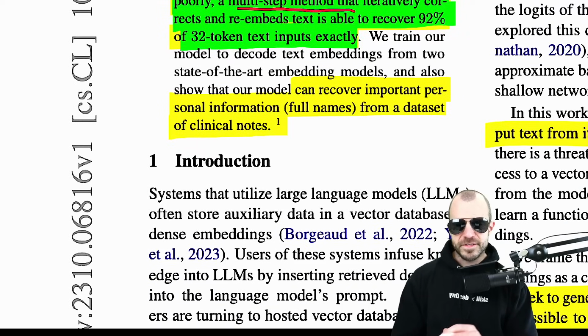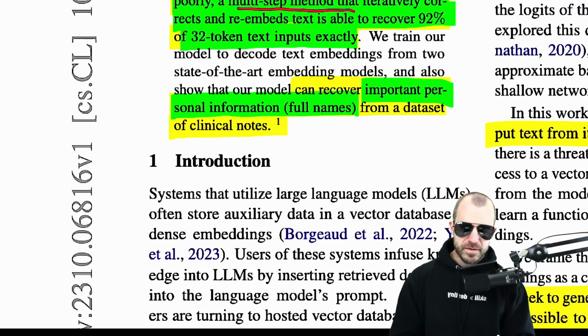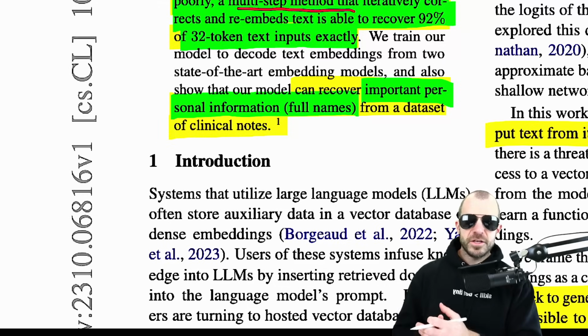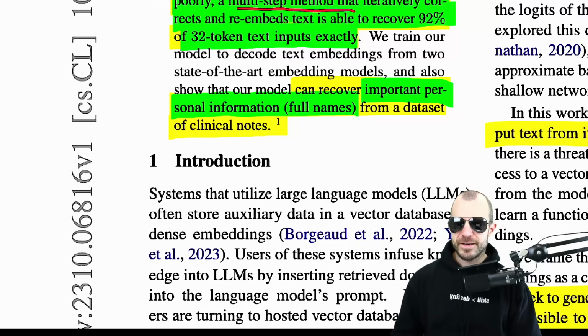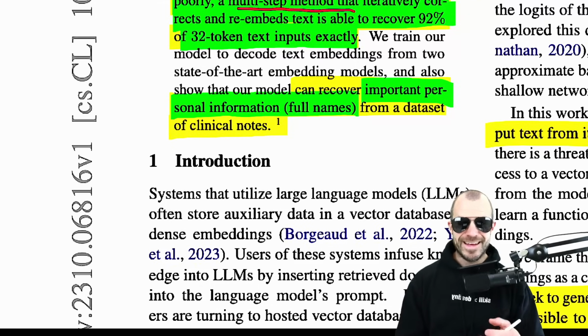They test on various things, and they test on a dataset of clinical notes. They say we can recover things like full names from that dataset of clinical notes, which is also fairly interesting, because if we assume that these vectors represent concepts and things that they're trained on, you would expect that the grammar and important nouns and so on are represented in the vector. But the fact that you can, even to a degree, recover things like names is quite astonishing.